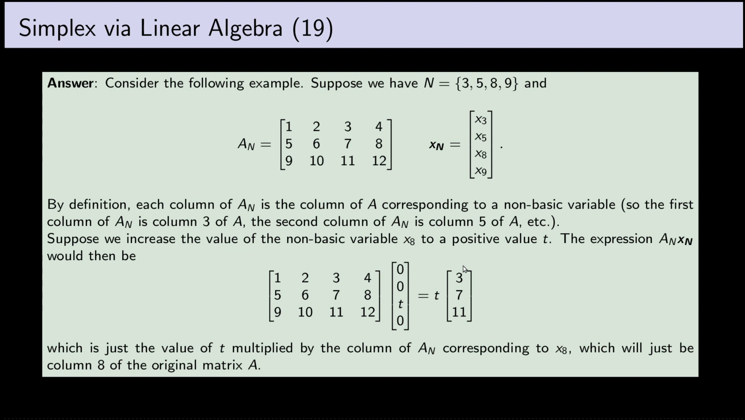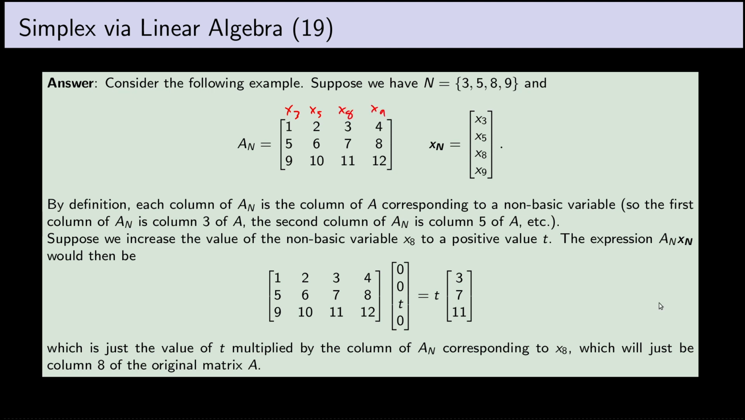So here's an example where my non-basic variables are x3, x5, x8, x9. And here's my matrix AN. AN is going to be the columns of my larger matrix A corresponding to x3, x5, x8, x9. So I should expect, therefore, that this column goes with x3, this column goes with x5, this one goes with x8, and this one goes with x9.